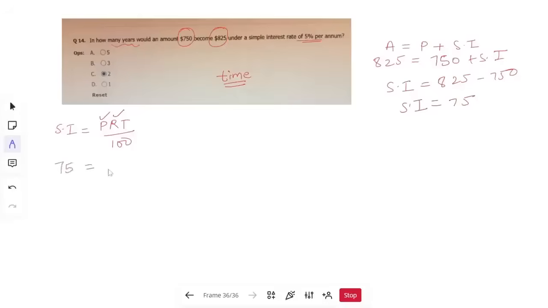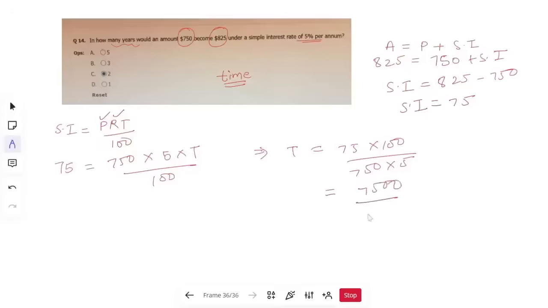So the principal amount is what? The principal amount is again 750, and then we have rate as 5% per annum, and we have time that we need to find out, divided by 100. Let's see how we can find it out. So T we will keep here and the remaining things we will send over there. So 75 into 100 will go up, and then below 750 multiplied by 5 will come. Okay, so we will get the equation as 7500 divided by 3750. When you multiply, you will get this. Okay, so finally when you cancel it, you will get the value as 2, which is 2 years. So the time will be 2 years, hence the correct answer will be option number C.